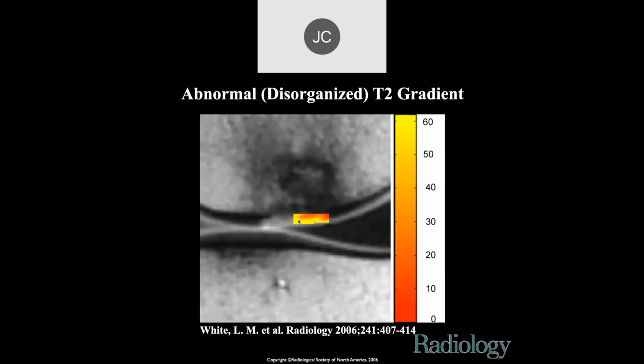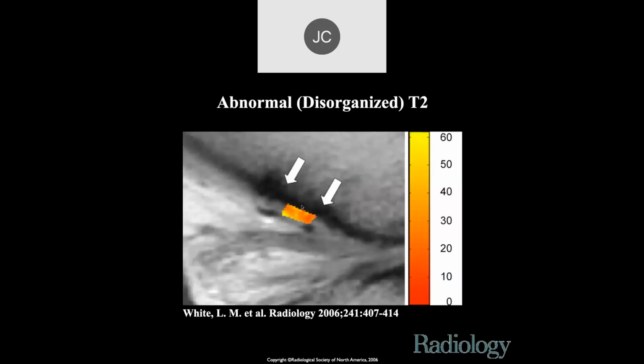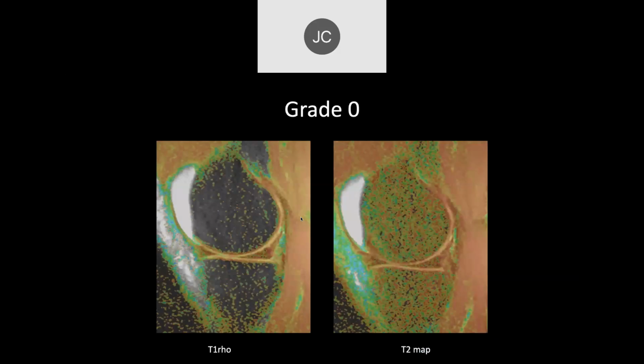So that would be an abnormal T2 mapping, and here right over this cartilage defect we can see none of the normally striated T2 signal that we would expect to see in normal cartilage. This is very abnormal articular cartilage with disorganization. Here is abnormal articular cartilage without the striated appearance, but in this case we have a lower T2 throughout it.